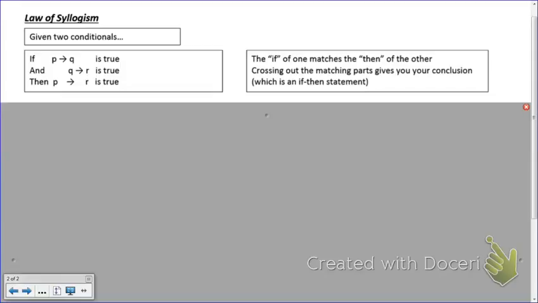A trick to help you use the law of syllogism is you're looking for the if of one statement to match the then of the other statement. A tip that can help you is if you cross out the matching parts, where one is a conclusion and one is a hypothesis, then what is left will be your conclusion, which is going to be another if-then statement. Let's look at the examples.